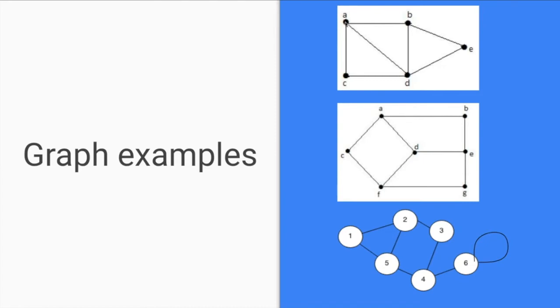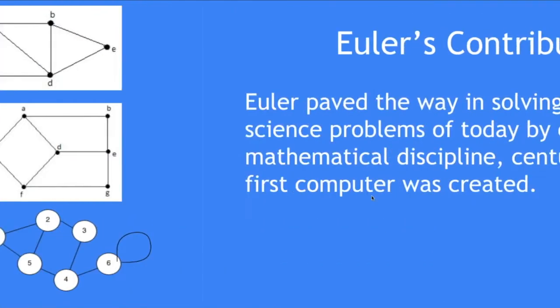How many vertices does this have? A, B, C, D. There's 5 vertices. How many edges does it have? 1, 2, 3, 4, 5, 6, 7. Okay? All right. Graph examples. Here's the second example. How many vertices? There's 7. And how many edges? 4 and 5. There's 9. Okay? And let's move on.